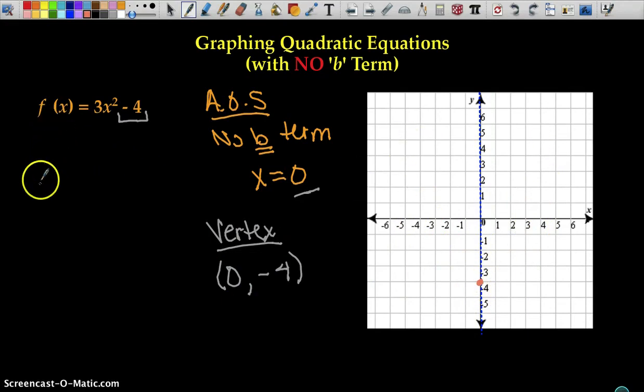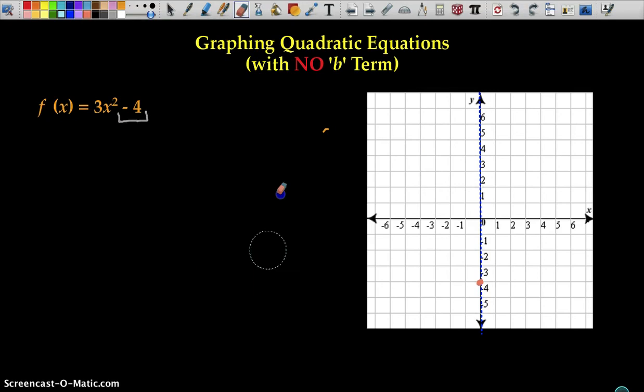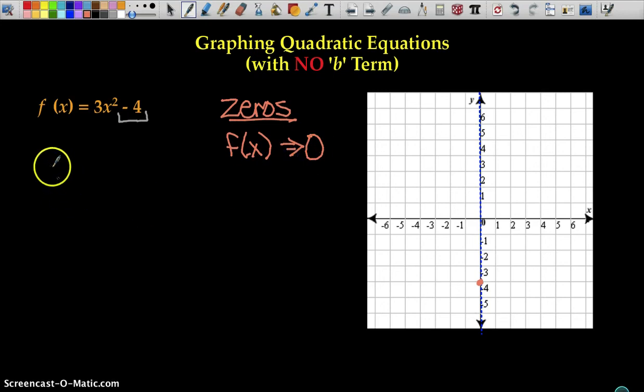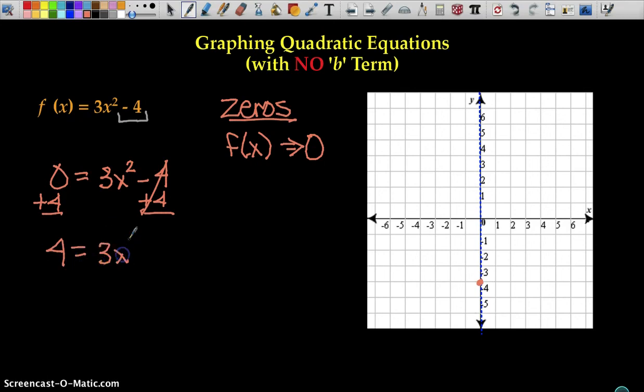So now that we found our axis of symmetry and our vertex, I'm only going to erase this to give me some more room. Don't take this off your paper, okay? Okay. Now we need our zeros. Okay, so we're taking our f of x, and now it's becoming 0. So 0 equals 3x squared minus 4. And now we solve it like a regular equation. Add 4 to both sides. So now we have 4 equals 3x squared. Alright, and then we divide by 3.